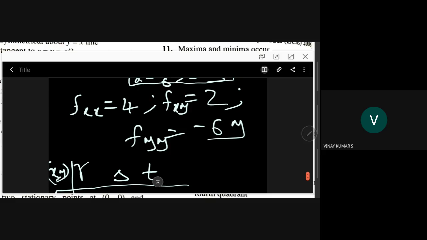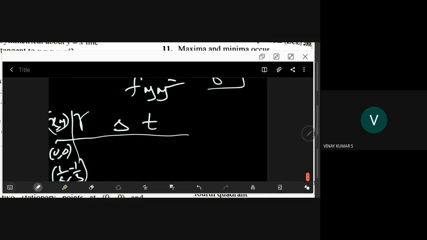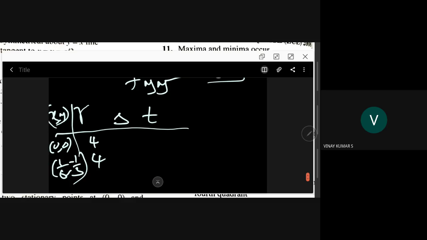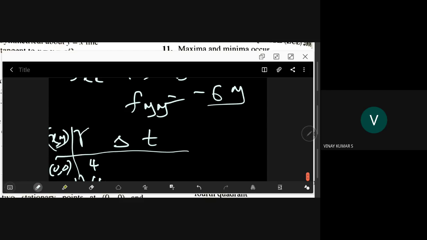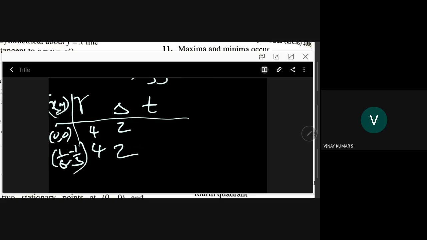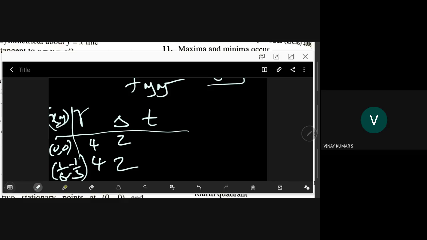Now the R value. R means fxx at this point. It is always 4. So here 4, here 4. When you take S or ST, S is fxy. So that is 2. Because it is a constant, you have to write 2, 2 only. There will be no change here. Now fyy is minus 6y. Because y is 0 here, you are getting 0. At the other point it is minus into minus 6 into 1/3, so you are getting 2 here.